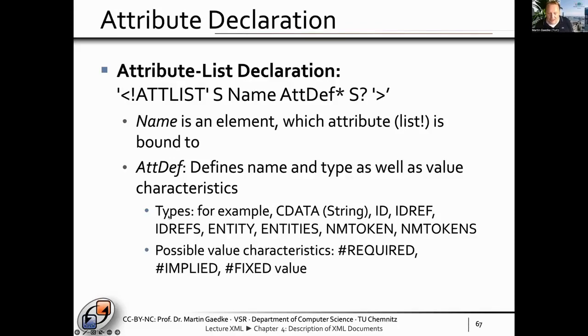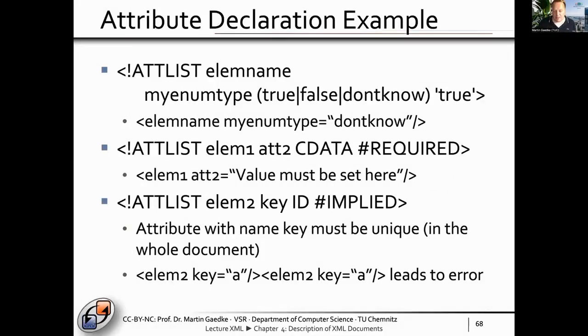Types that we can use for attributes might be character data, so just a string. It might be an identifier or a reference to an identifier, or identifier references, and a couple of other specific types like entity, entities, name token, or name tokens. Each of these attributes might have a very specific characteristic, like the attribute might be required, or it might be implied or given with a fixed value. So let's take a look into how that might look like.